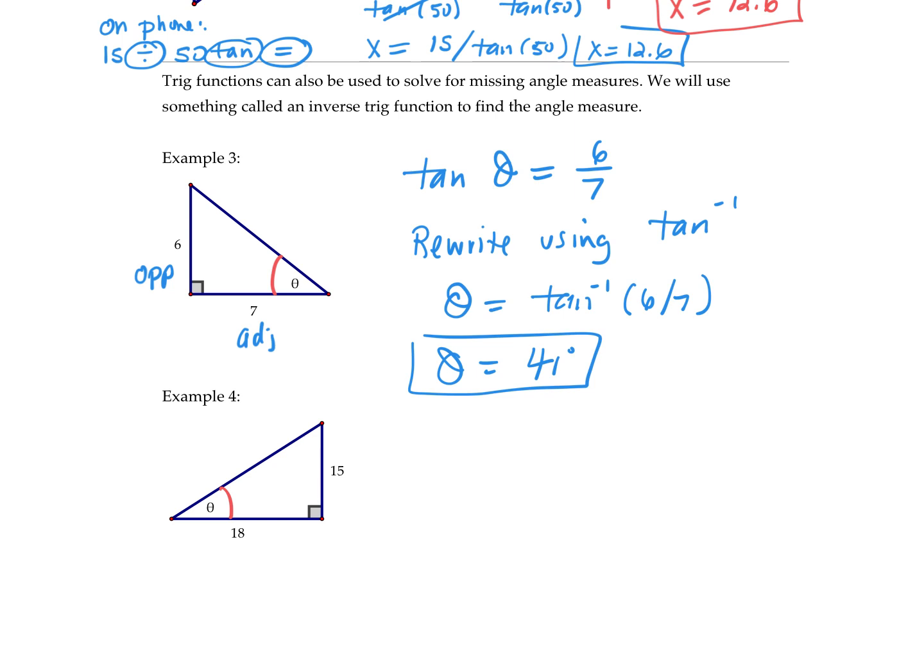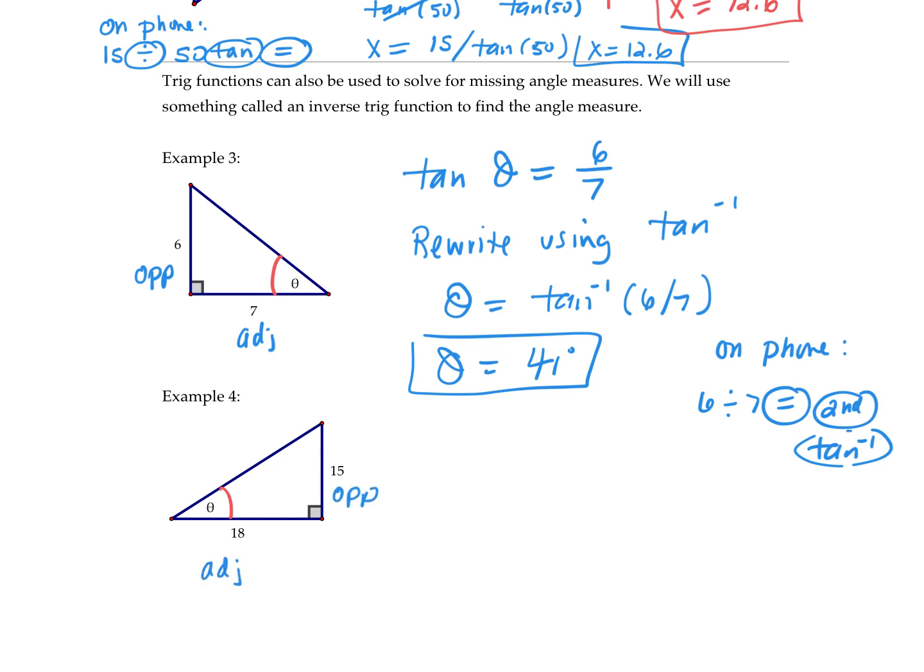Okay, if you're using your phone, you're going to do 6 divided by 7 equals, and then press the second key, and then it will change tangent to inverse tangent.